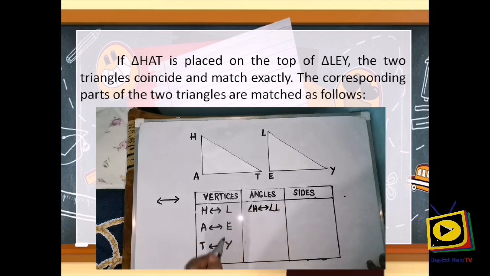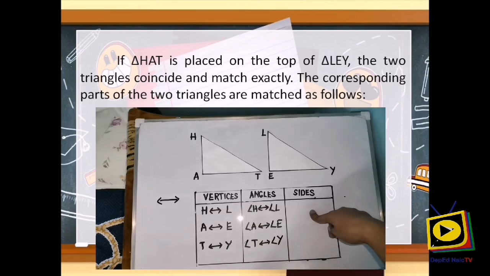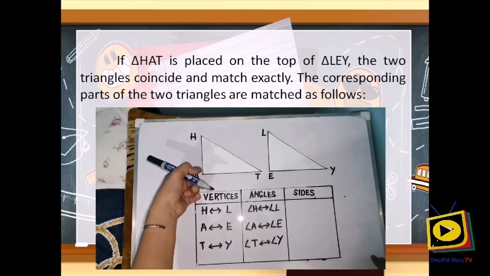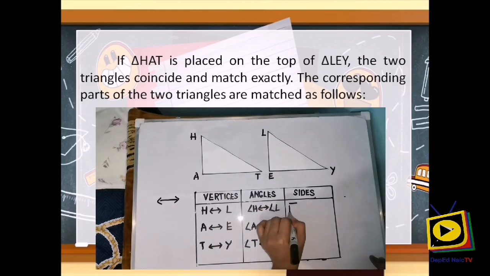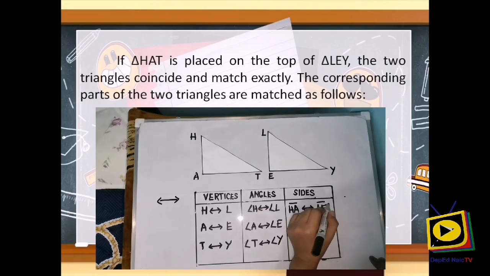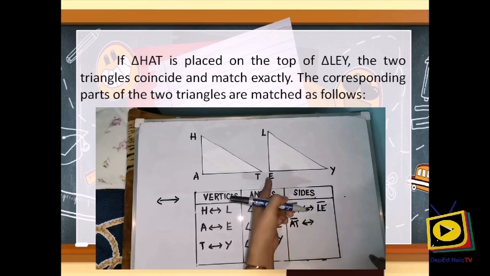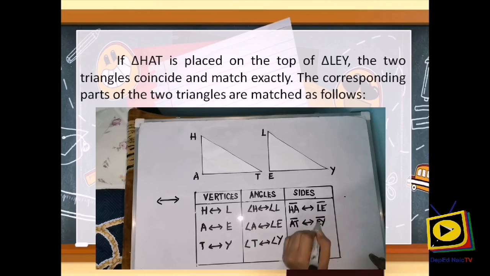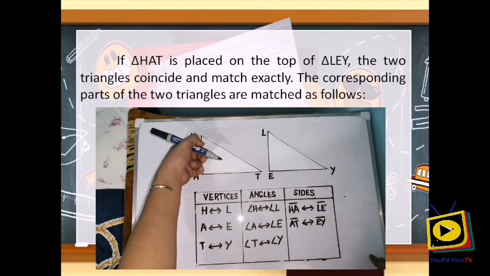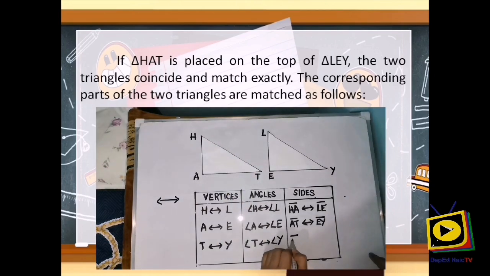Then for the angles, we have here angle H corresponds to angle L. Then we have angle A corresponds to angle E. And we have angle T corresponds to angle Y. And for the sides, we have segment HA or AH. So we have here segment HA corresponds to segment LE. We have segment AT corresponds to segment EY. And last but not the least, we have segment HT or TH corresponds to segment YL.